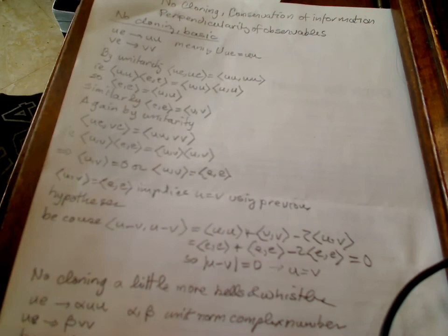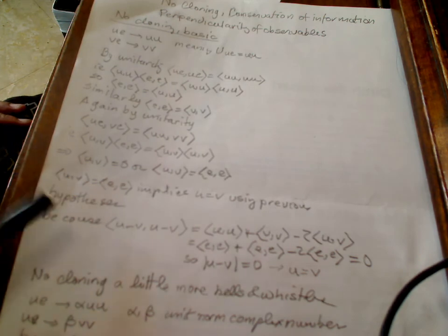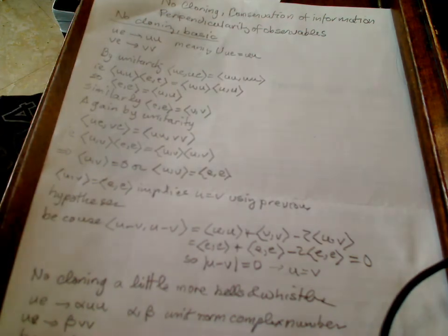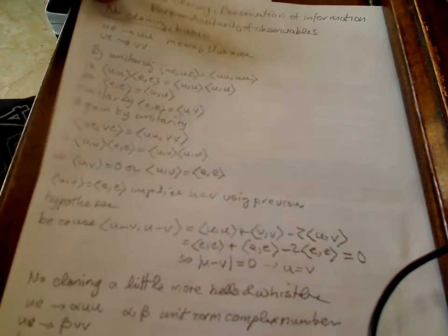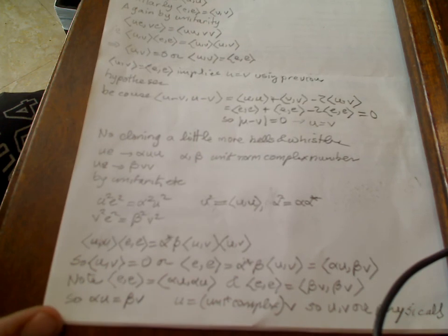So there we concluded that if the evolution is unitary, then either U and V are orthogonal to each other, or U and V are the same vector. Okay. Now I'll show you what I call the cloning theorem with a little bit more bells and whistles.